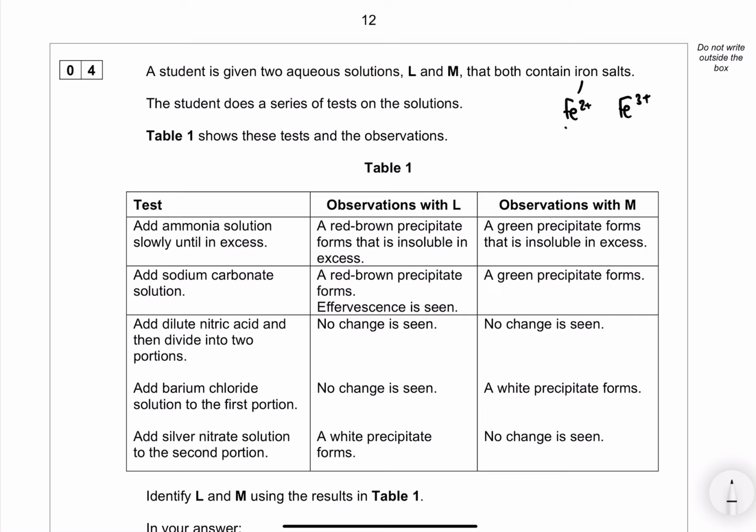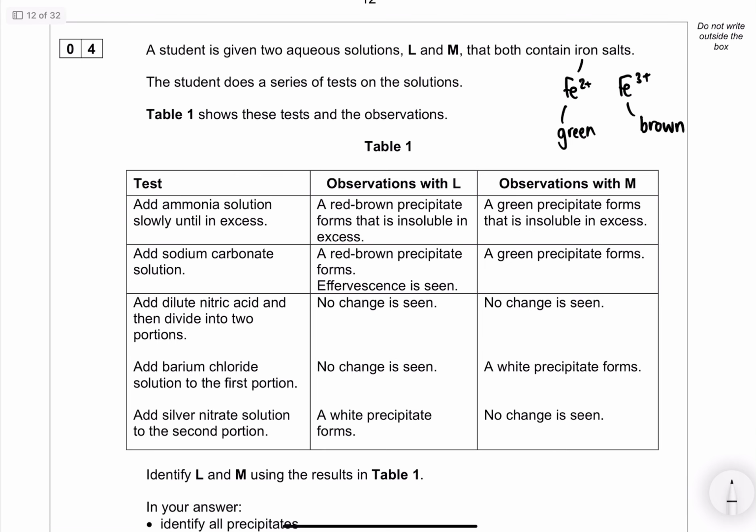What we have to remember is that iron 2 is green, and iron 3 is kind of an orangey brown colour. So if we're having a look down, immediately we can tell that L must have the iron 3 in because we've got lots of brown going on, and M must have the iron 2 in.